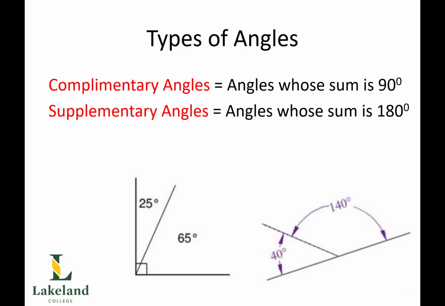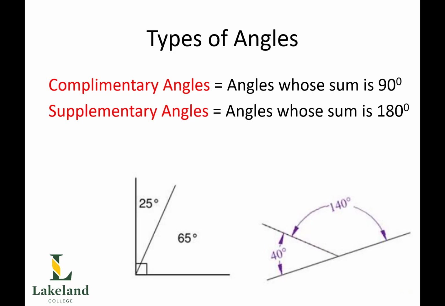The other type of angles we discuss are supplementary angles. Supplementary angles are shown bottom right, where now the angles added together give us 180 degrees. So some classic examples of that are of course going to be a straight line, or adding up the angles inside of a triangle. They are supplementary in that they add up to 180 degrees.